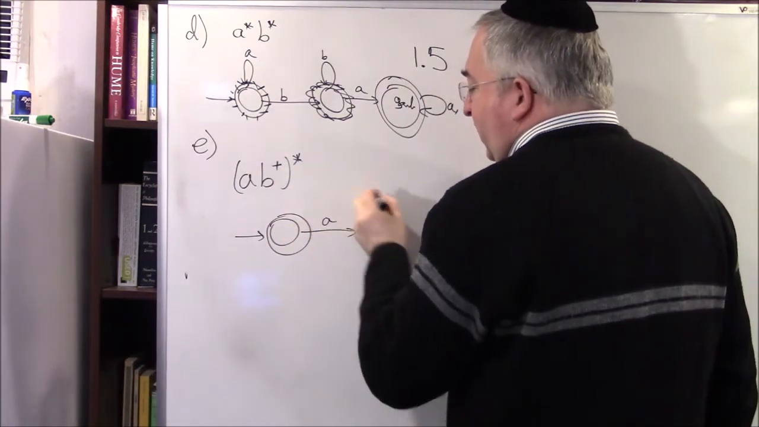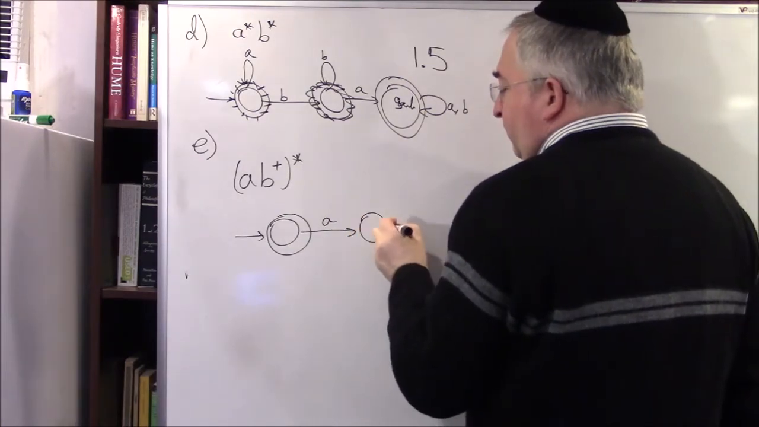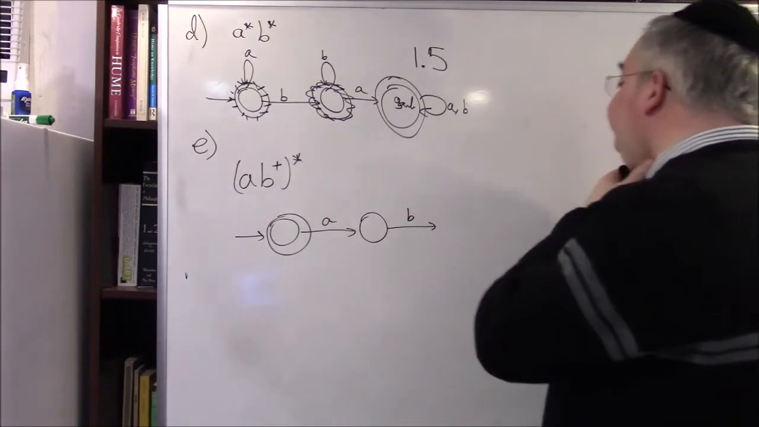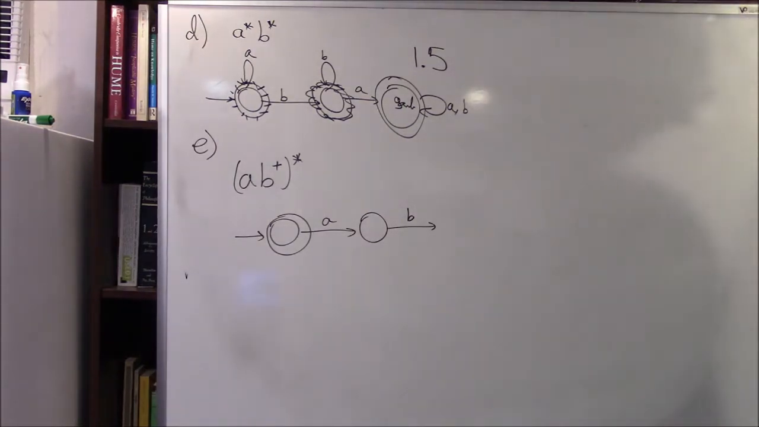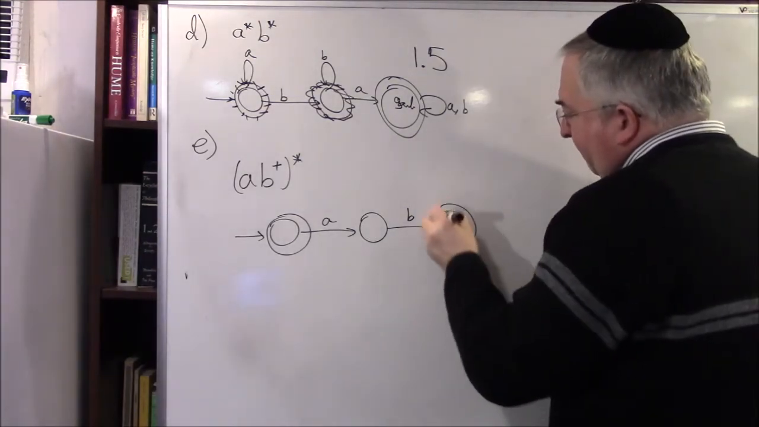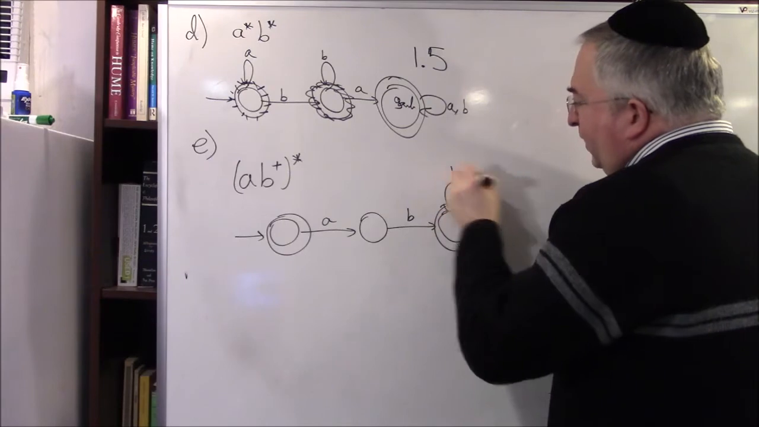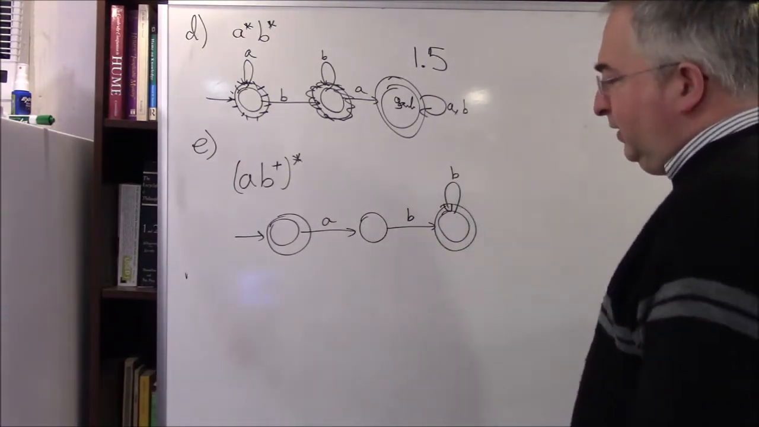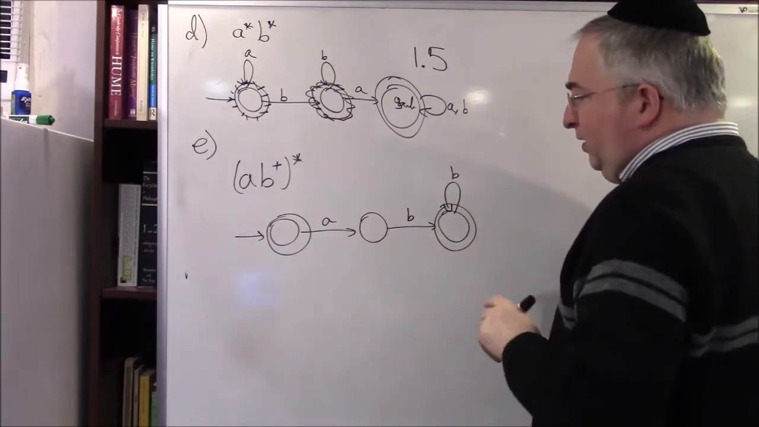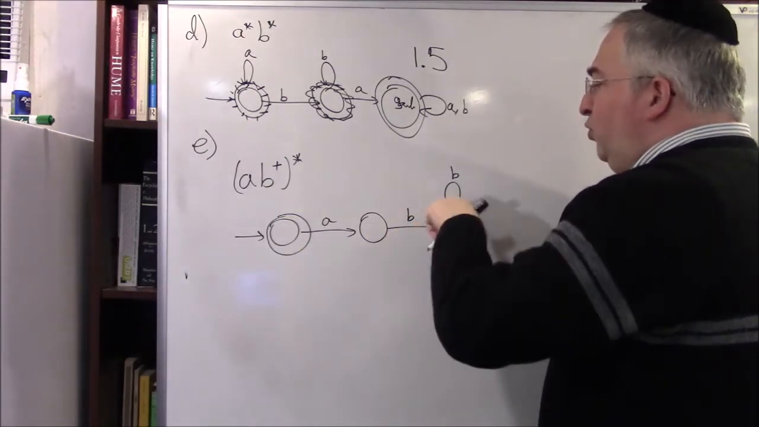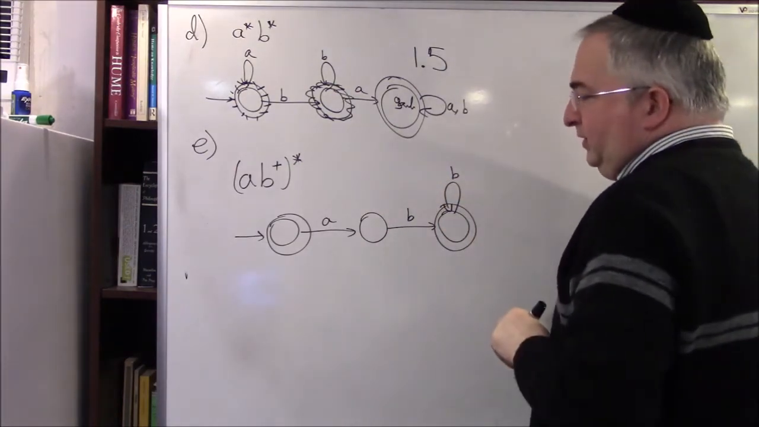So what do we have? An A followed by a B, followed by a lot more B's. There could be more B's. Okay, so an A followed by a B. Okay, great. A followed by 1 or more B's.